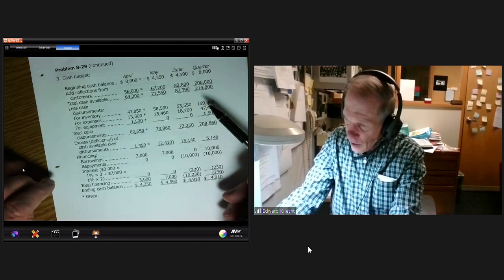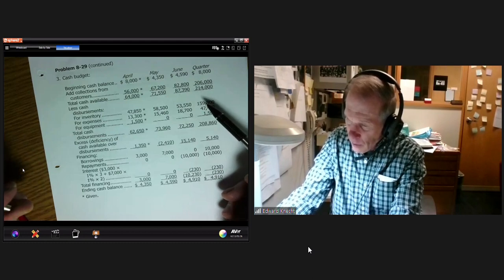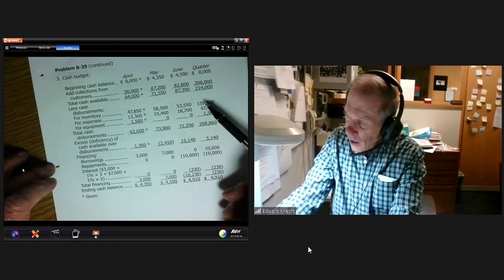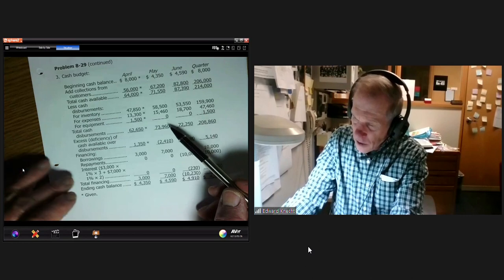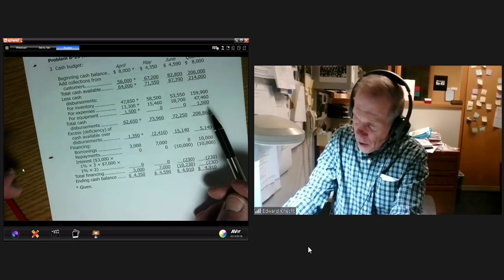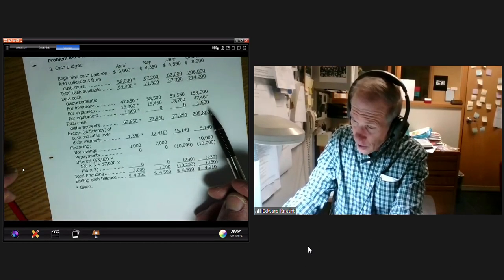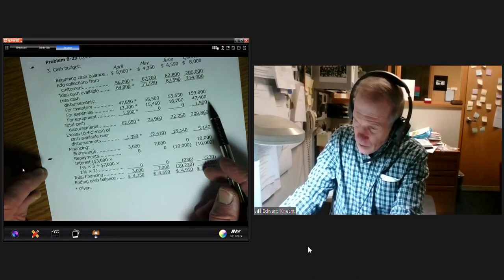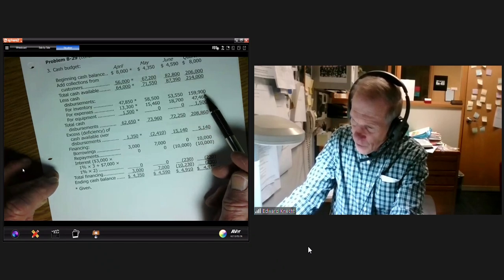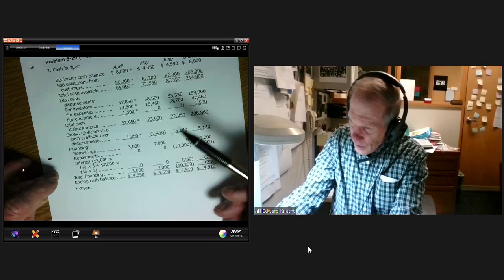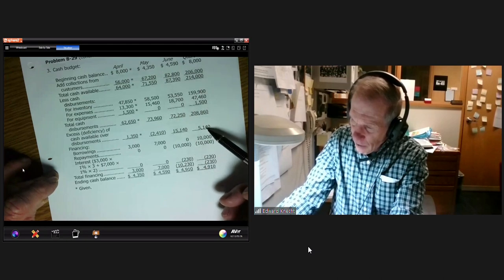And remember, depreciation, amortization, and depletion do not get paid out in cash, so they're not going to show up on the cash budget. All right, they told us the expenses excluded depreciation, but in some problems, it'll include depreciation. You got to subtract it out. So you add these cash disbursements to get the total, subtract it from the cash available. We have an excess amount.